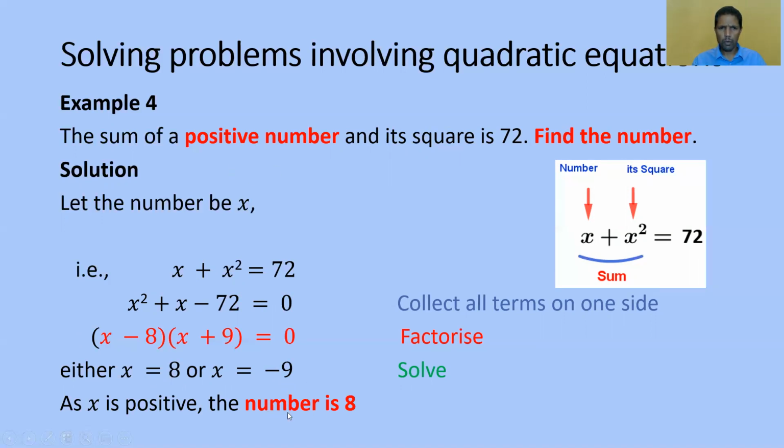So we can verify whether the answer is correct. For example, here, if x is 8, then x squared is 64. So 8 plus 64 is equal to 72. So the answer is correct.